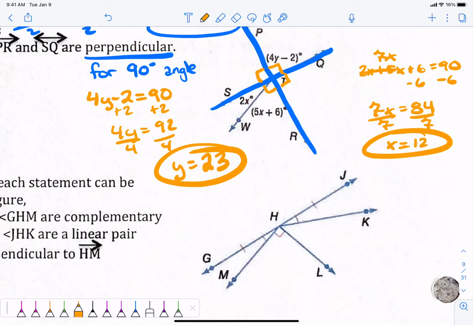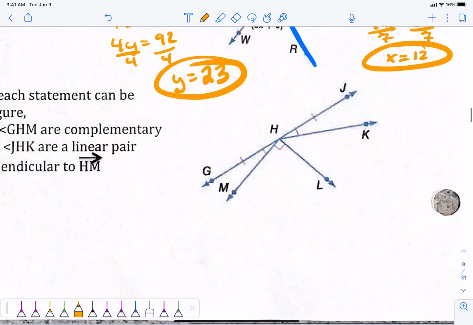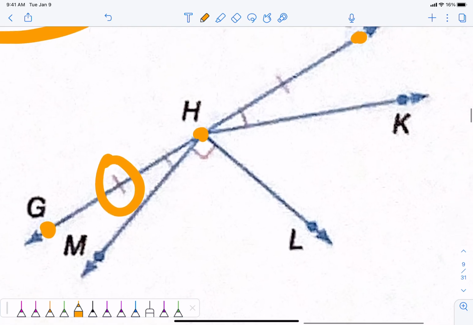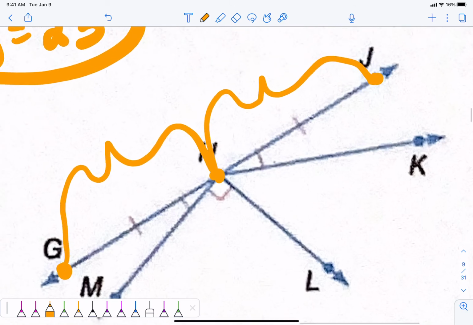All right, moving on. Are we ready for the last one? Okay, let's talk about this diagram before we answer any questions. So G is here, H is here, J is here. What does that little mark mean? It's congruent. That means this length right here is exactly the same as this length right here, because those are two little tick marks. Do you see that?